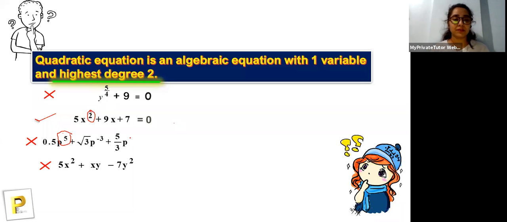Let's check the second one. 5x squared plus xy minus 7y squared. I want the answer to this question from you guys. Tell me yes or no. Is it considered to be an algebraic equation?